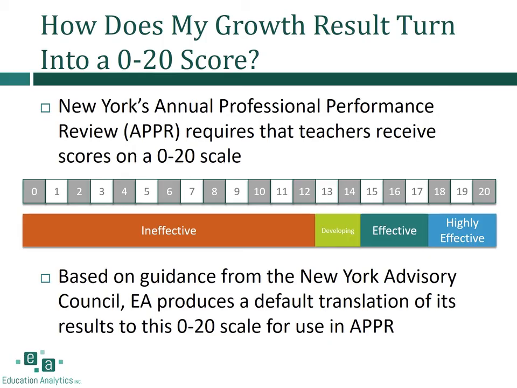How does my growth result turn into a 0 to 20 score? New York's annual professional performance review requires that teachers receive scores on a 0 to 20 scale. Based on guidance from the New York Advisory Council, EA produces a default translation of its results to this 0 to 20 scale for use in APPR.